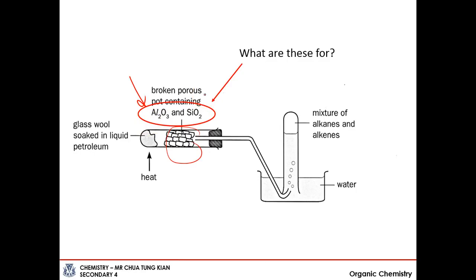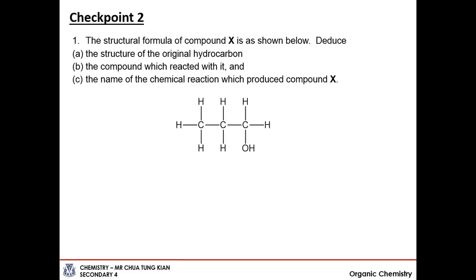So if you crack a longer chain hydrocarbon in petroleum, what do you get? You get a mixture of alkanes and alkenes. This is just for your information in case it comes out in the O-levels. Now let's move on to checkpoint 2. You can pause the video now, and continue the video when you are done.